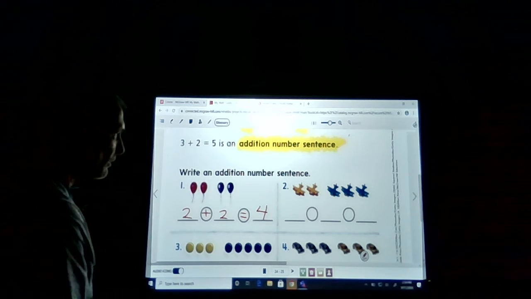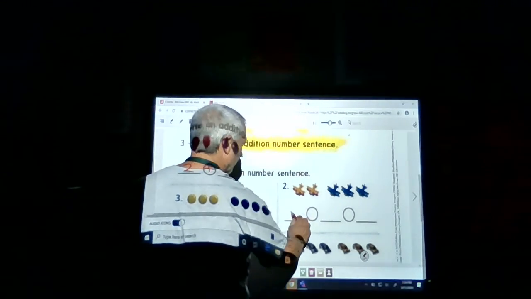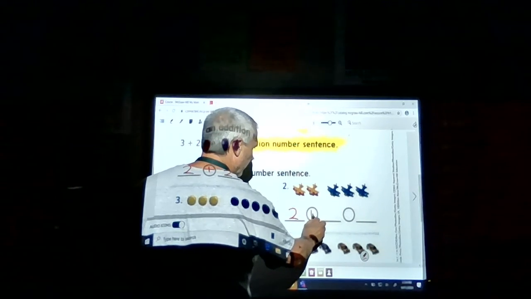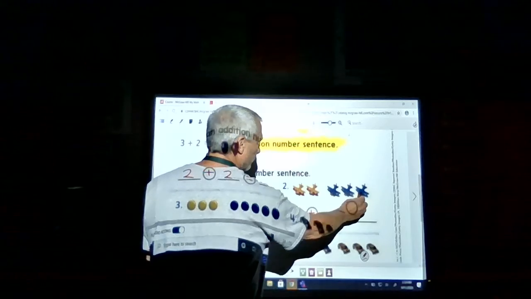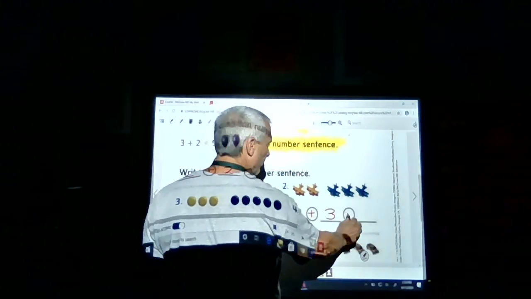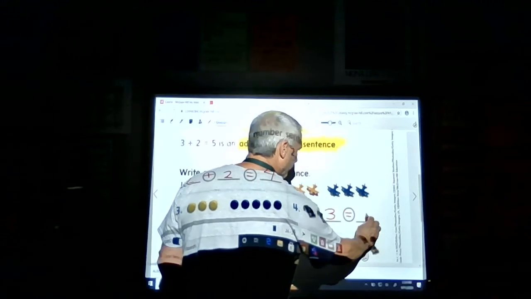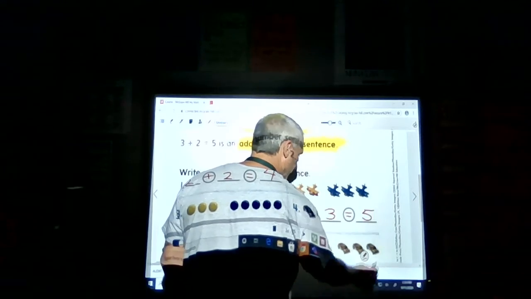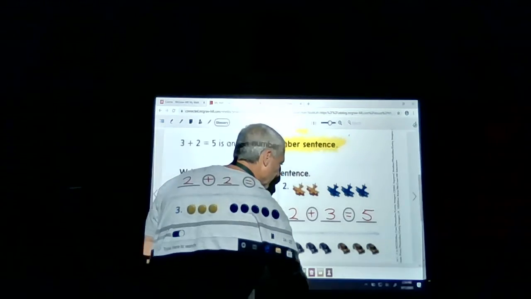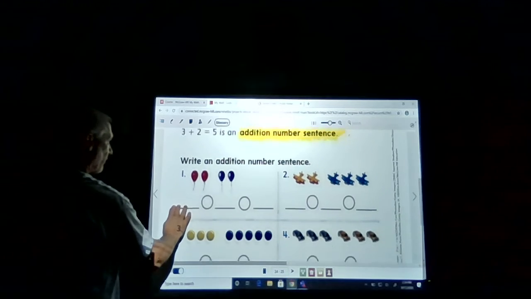Let's try number two. Looks like some airplanes. We count one, two, and then we add or say plus. And we count one, two, three. And how many are there all together in all? We write equals one, two, three, four, five. Equals five. Good job, boys and girls. Mr. B is going to wipe that up so we can slide to numbers three and four.